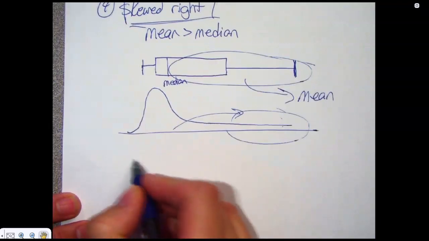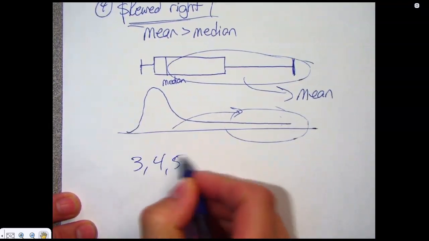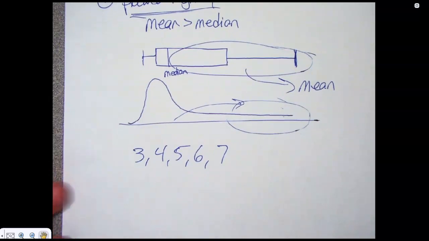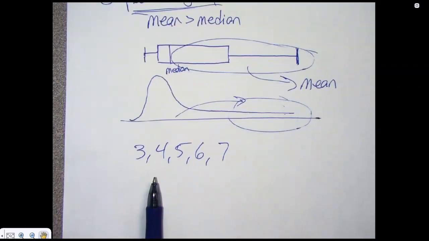If I have 3, 4, 5, 6, 7, what's my median there? 5. What's my average? What's my mean? What's right in the middle of all those numbers? This is not supposed to be a trick question. It's 5. You got 5, and then you got 6 and 4, and then you got 3 and 7. So if I average them all together, it's 5.